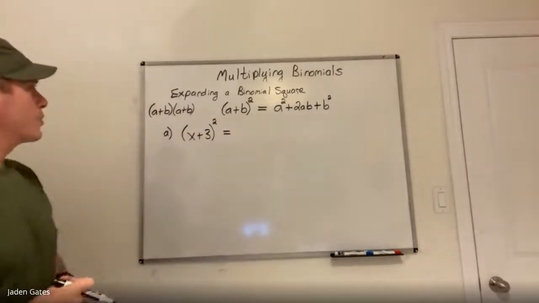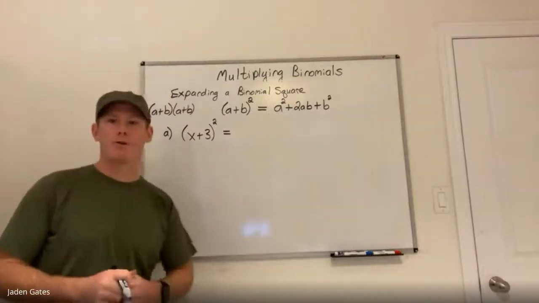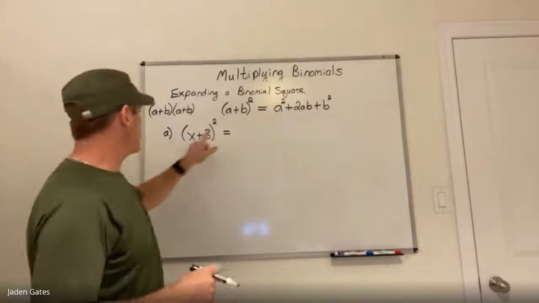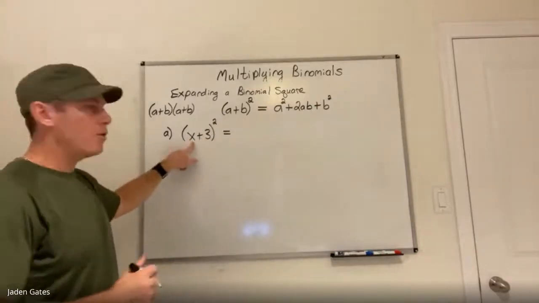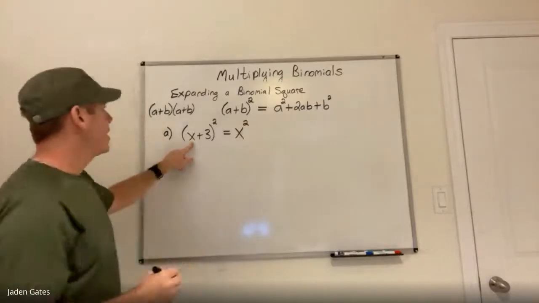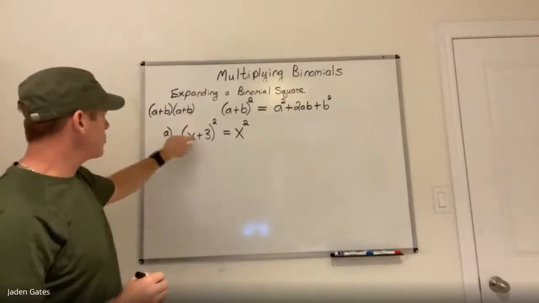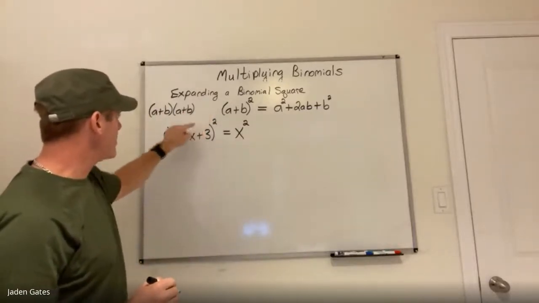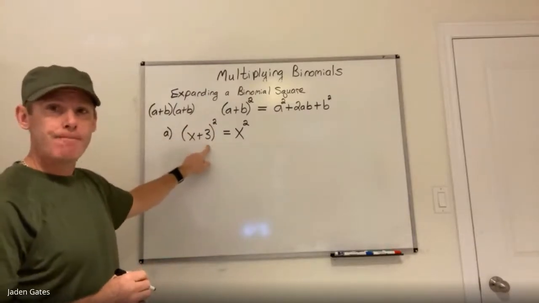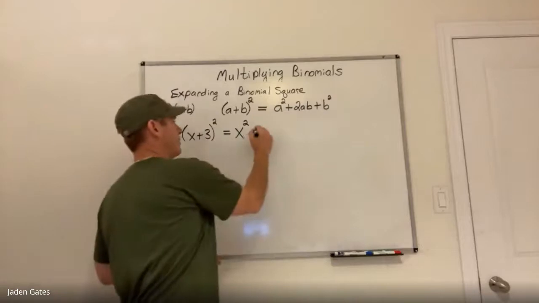All right, so I'm going to, again, use my shortcut. I'm not going to use FOIL, although, again, I could. So it says square the first term. Well, my first term is x, so I have an x squared. Then I go 2 times the first term times the second term. So 2 times x is 2x. Then times 3 gives you 6x.